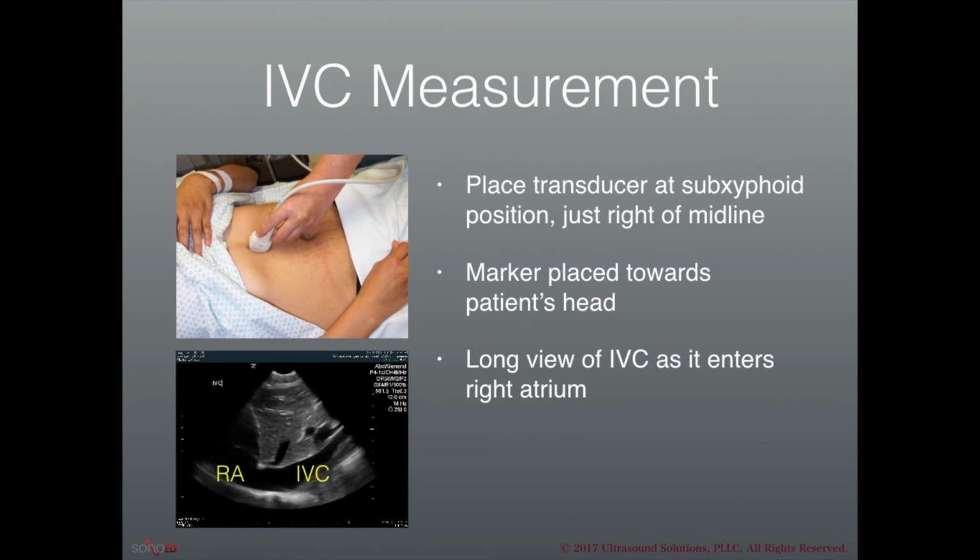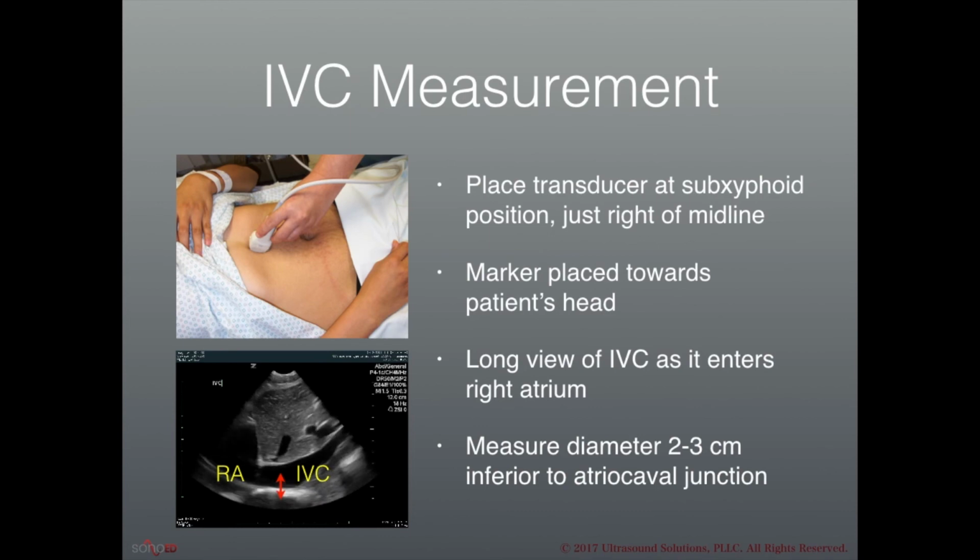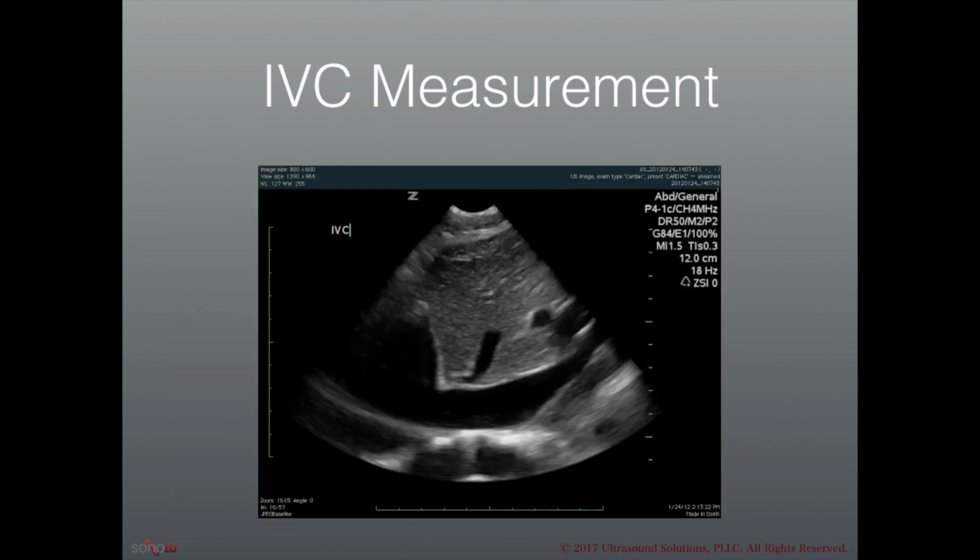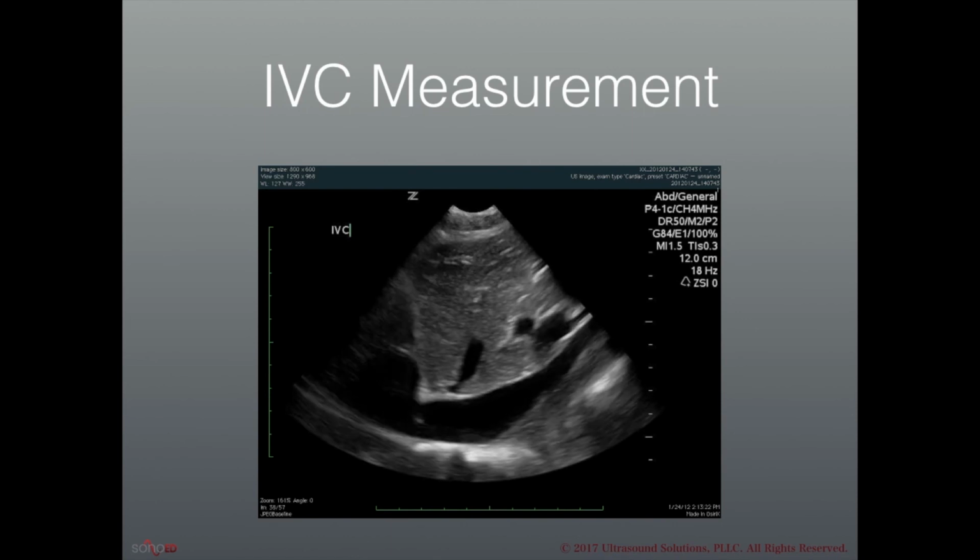There's your right atria, there's your IVC, and we're going to measure the IVC diameter about 2 to 3 centimeters inferior to that atriocaval junction, or right beneath the level of the hepatic vein, which is that anechoic vessel that you see right above the red arrow draining into the IVC. That's where we're going to measure. We're not going to measure below that because as you can see in this image, the IVC gets much smaller. Here's an example of a fairly normal IVC.